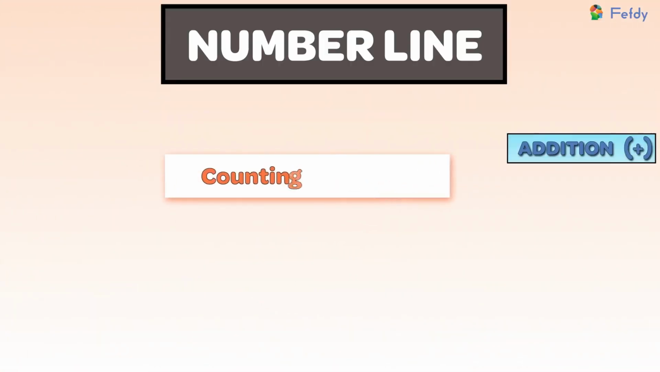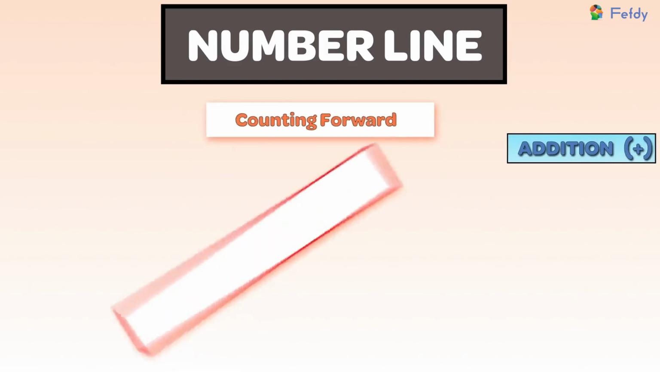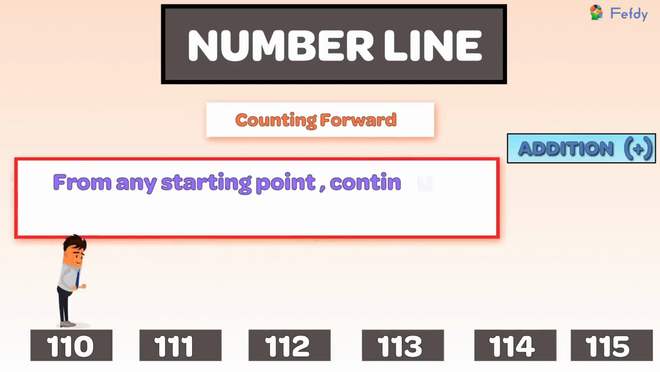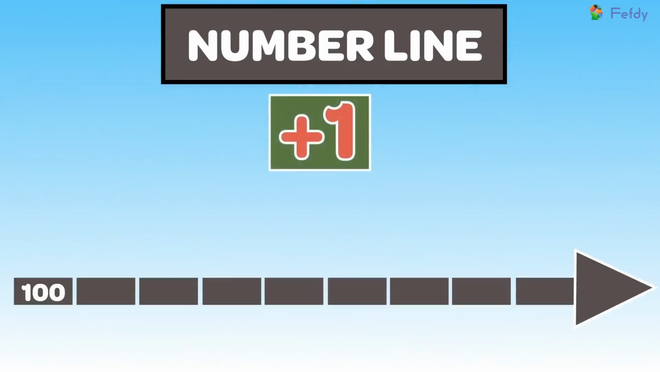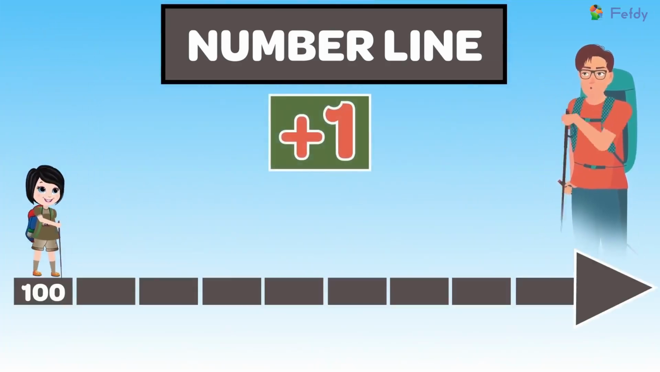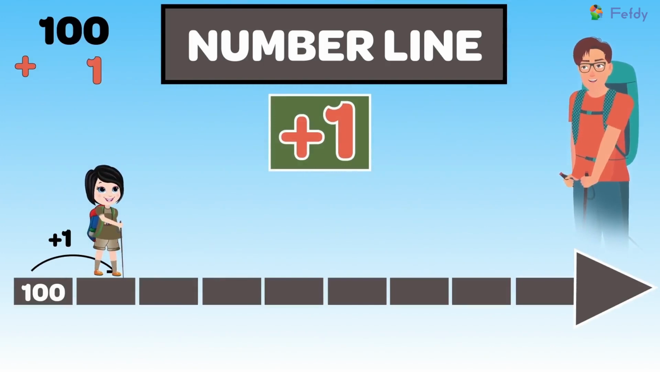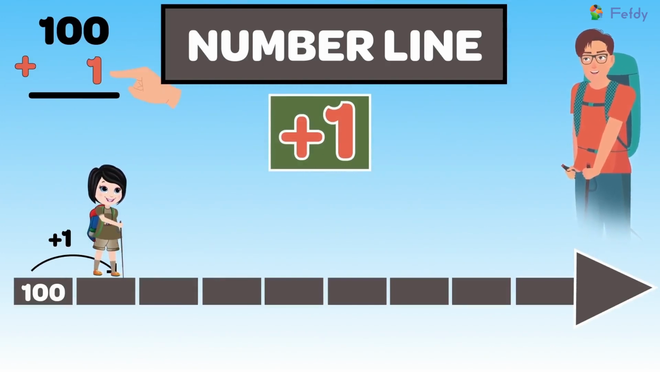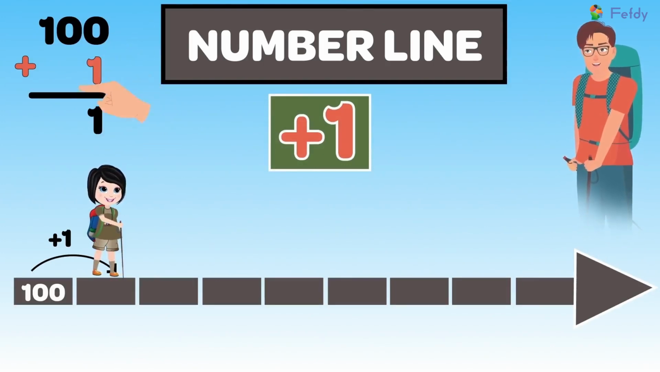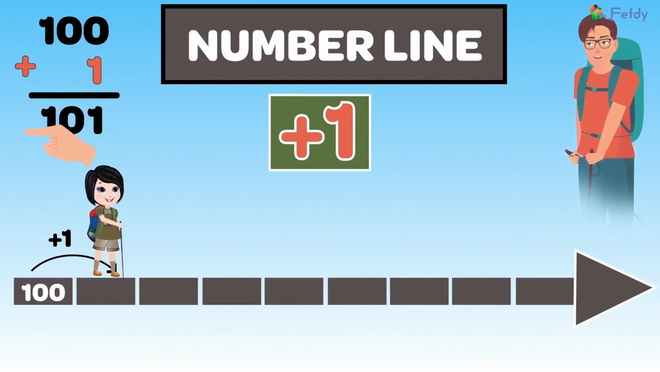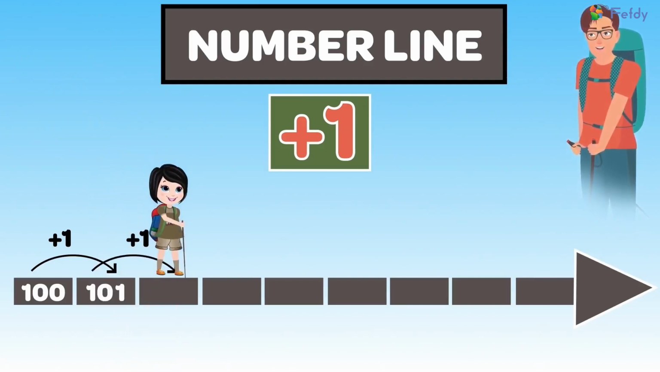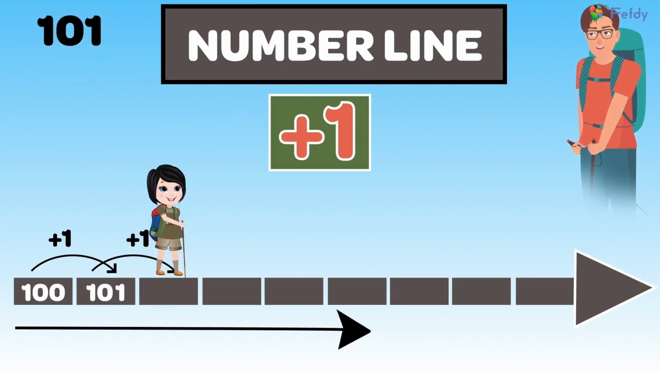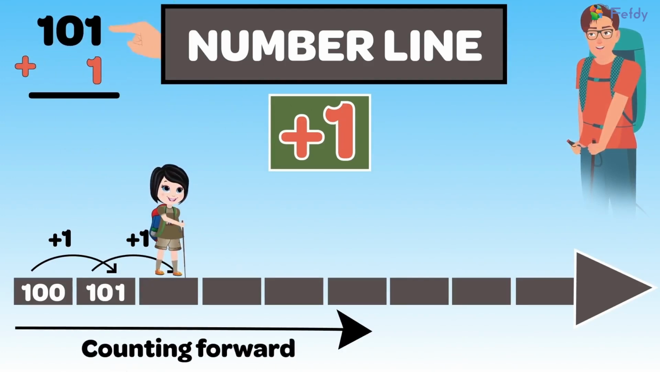Counting forward. From any starting point, continue by adding 1 to the previous number. By adding 1 to 100, 100 plus 1, 0 plus 1 equal to 1. So the number is 101. Likewise, adding 1, 101 plus 1, 1 plus 1 equal to 2.